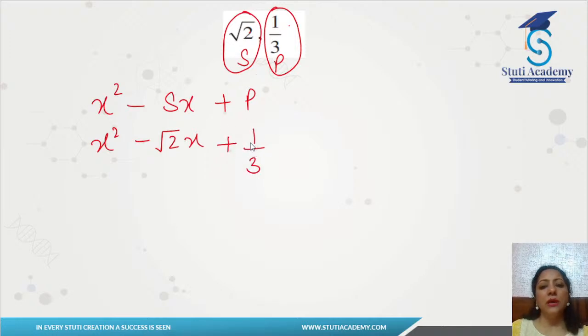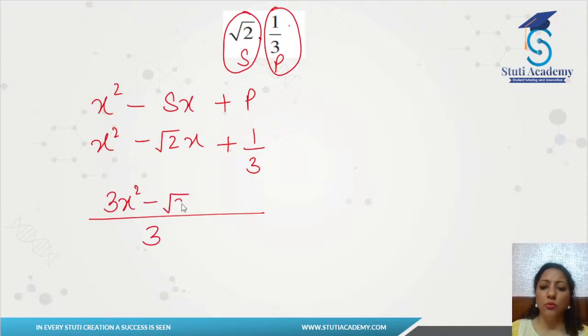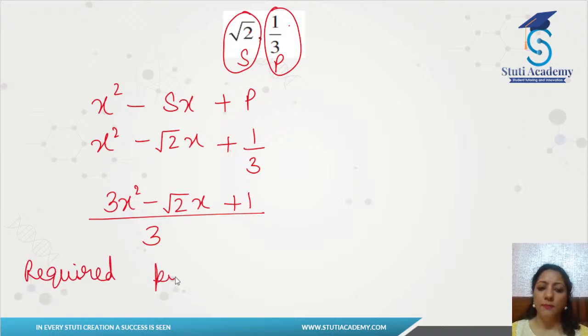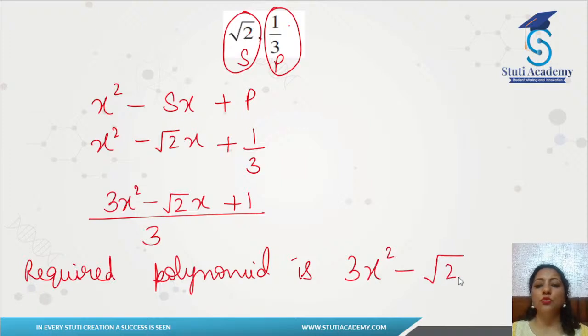Now here we have 1 by 3. You can either leave it here or you can take the LCM and simplify this. So I'm going to take the LCM. LCM is 3. I will get here 3x square minus square root of 2 x plus 1. Even if you don't write this 3, that's okay. It will not make any difference. So you can straight away write the required polynomial is 3x square minus root 2 x plus 1. So that's the required polynomial.